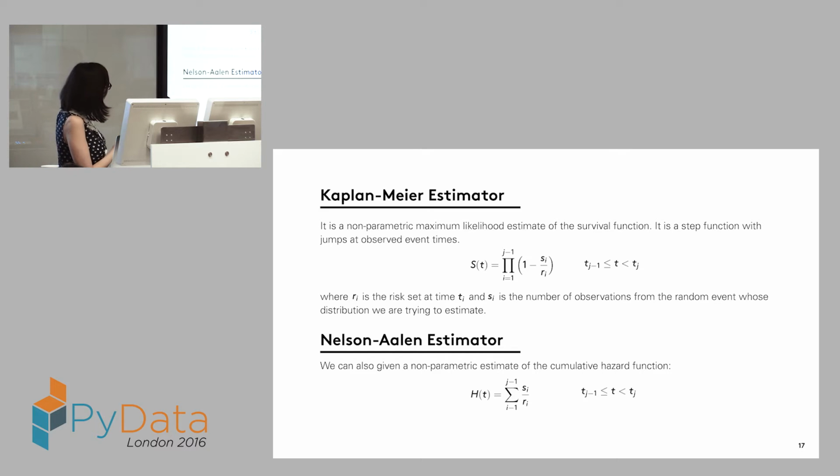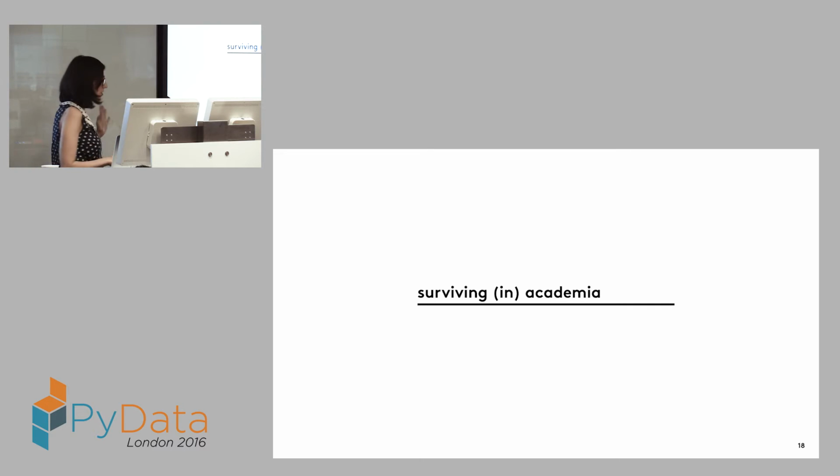So the first one is the Kaplan-Meier estimator. It's a non-parametric maximum likelihood estimate of the survival function. It is a step function with jumps at observed event times. So if S_i represents all the individuals that have died at time t_i, and R_i is the risk set associated with these individuals in this period of time, then you can basically compute this, and it will look like a little ragged curve, which will be a very good estimate of the survival curve. And likewise, the Nelson-Aalen estimator is an equivalent formula for the cumulative hazard function. So, that was a very, very quick roundabout through survival 101.